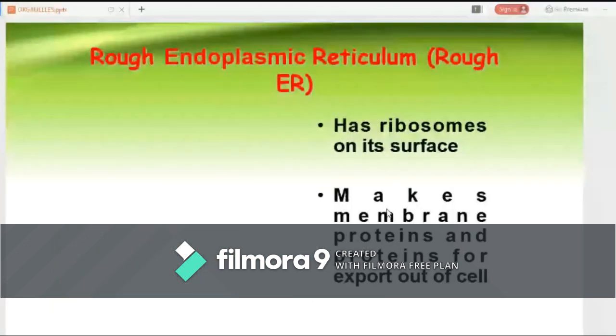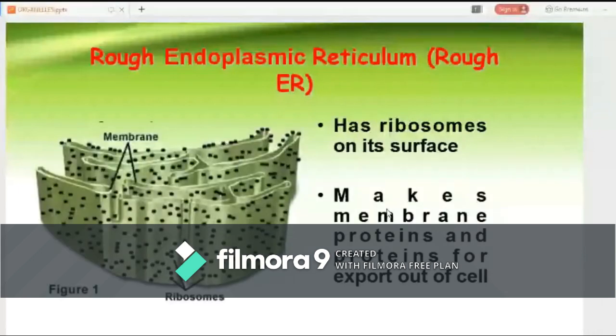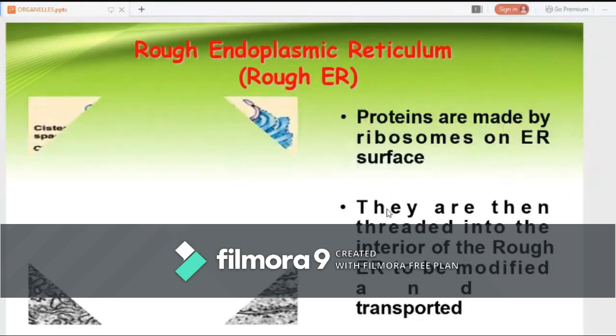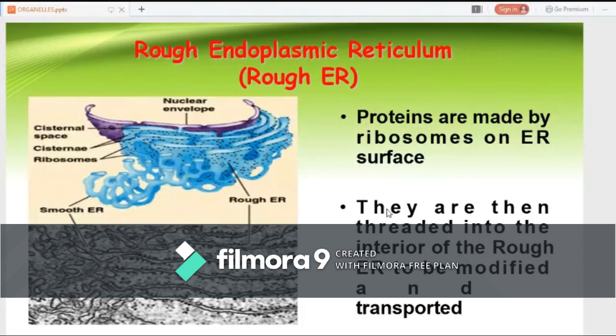The rough ER generally occurs as flattened sheets, studded on its outer surface with small spherical bodies called ribosomes that are engaged in protein synthesis. Ribosomes in the RER make membrane proteins and proteins for export out of the cell. The proteins made by ribosomes in the RER, or rough endoplasmic reticulum, are then threaded into the interior of the rough ER to be modified and transported.